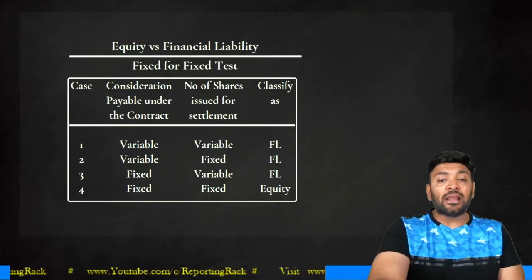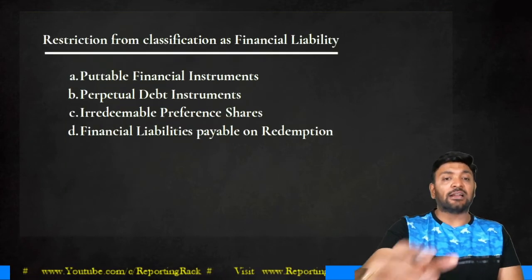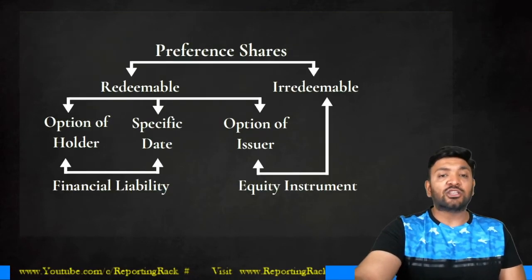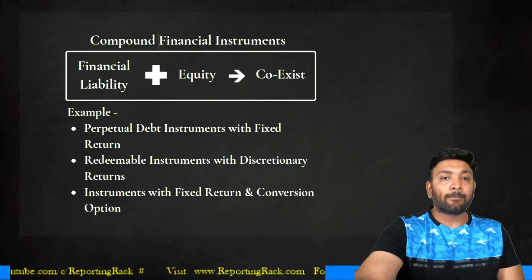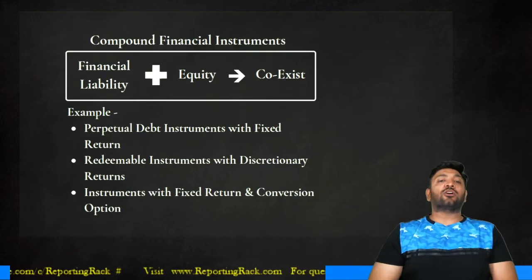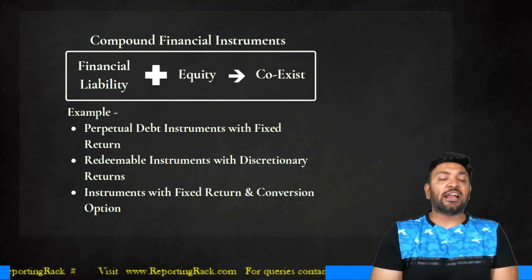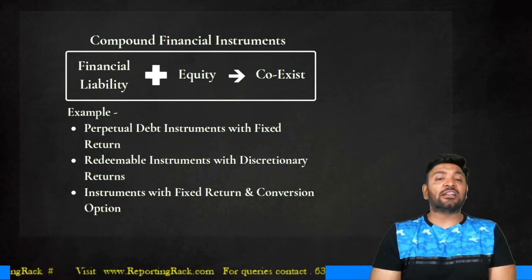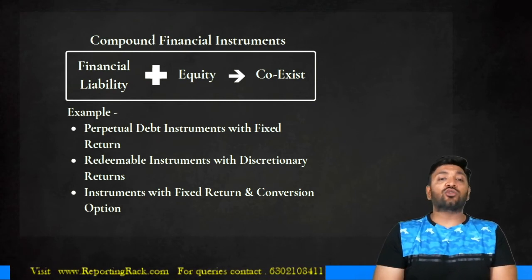So it may not be a straight situation where we look at equity or financial liability, but there can be a situation where you come across a compound financial instrument. What is a compound financial instrument? A compound financial instrument is where a financial liability and equity coexist.